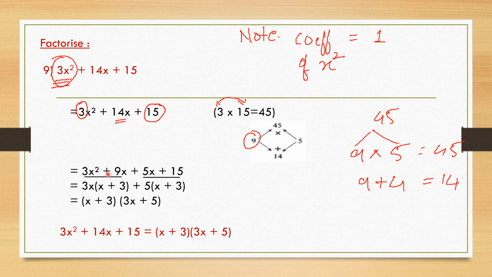In the first pair, 3 is common as well as x, the variable. So we'll take 3x common outside, and inside the bracket you'll be left with x plus 3. In the second pair, 5 is common. So we'll take 5 outside the bracket, and inside the bracket you'll be left with x plus 3. So here we have x plus 3, here also x plus 3. We'll write it once, x plus 3. And this 3x plus 5 we'll write together. So the factors are x plus 3 into 3x plus 5.